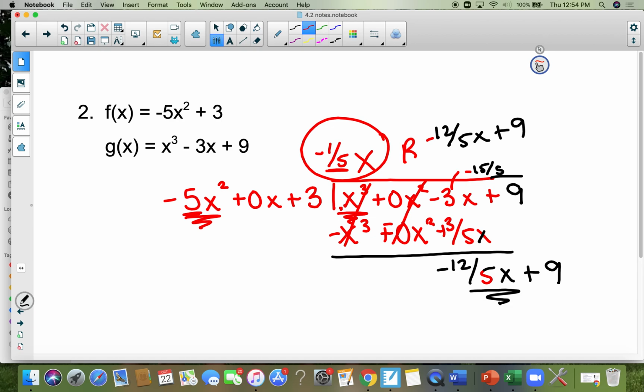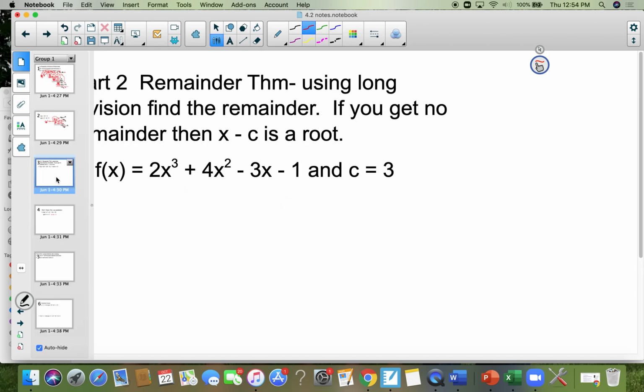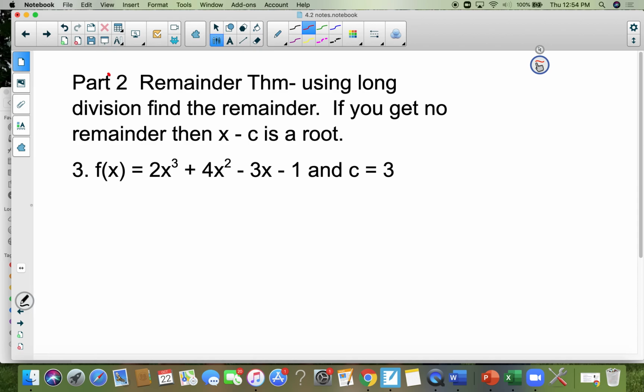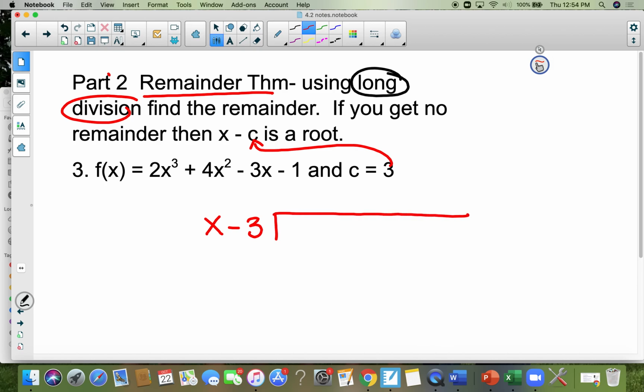We have one more long division. They're still asking you to do long division, which is called the remainder theorem. They want you to see if c, x minus c, is a root or not. So you're just going to put an x minus 3 on the outside, and then you're still going to put 2x to the third plus 4x to the second minus 3x minus 1 on the inside. So all I did was replace the c with the 3, and that's what's on the outside.